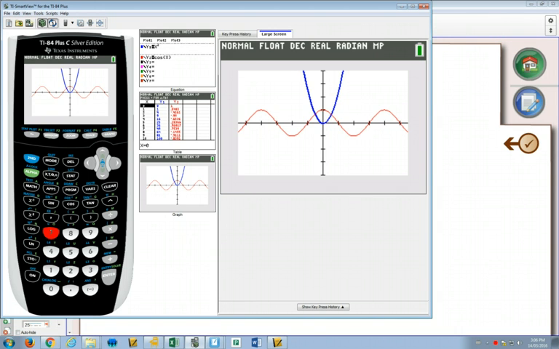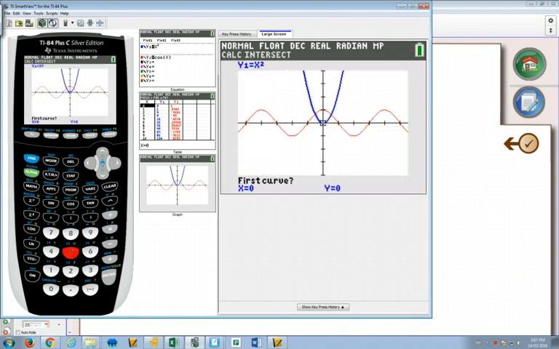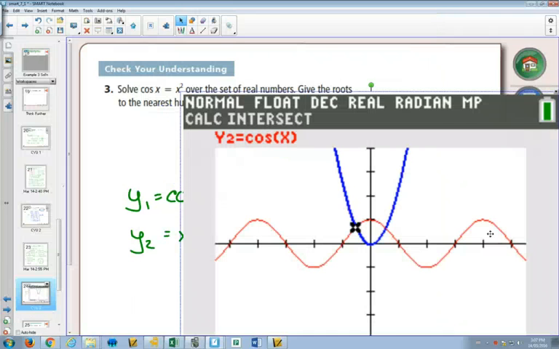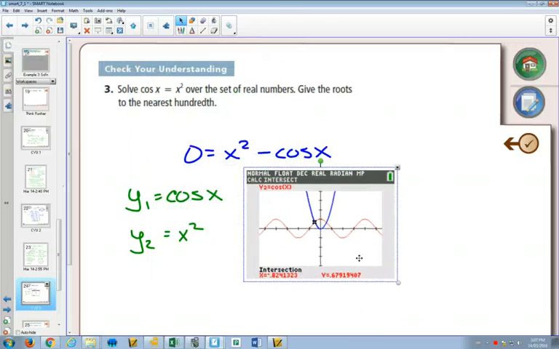So if we can find out where they intersect, and that's as easy as going second, calculate number 5, the intersection, go closer to one of them, push enter, it jumps to the other curve, push enter. It asks you to guess. Oh, I thought it was going to be over here. No. So there's one solution. So we can drag that over here, make it a little smaller. One solution is when x is equal to negative 0.82.